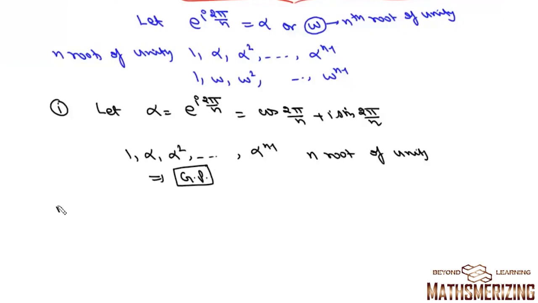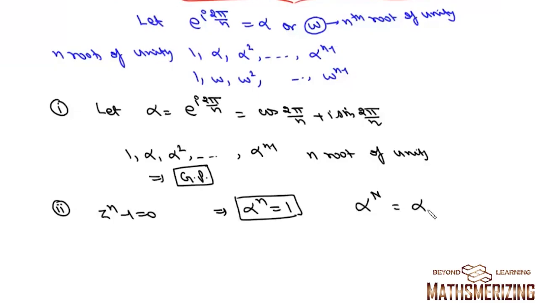Now the second result is, since alpha is nth root of unity, it will satisfy this equation z to the power n minus 1 equals 0. That means alpha to the power n will always be 1. So if we have any higher power of alpha, say alpha to the power capital N, we'll express this capital N as some multiple of n plus r, where this r can take the value 0, 1, 2 up to n minus 1, and alpha to the power n is 1, so it will be simply equal to alpha to the power r.